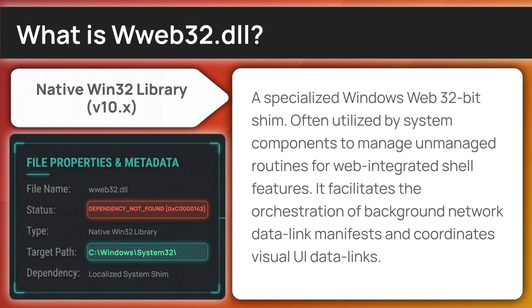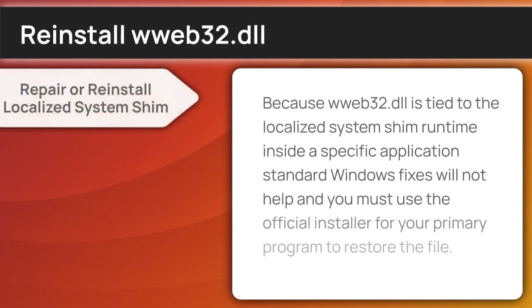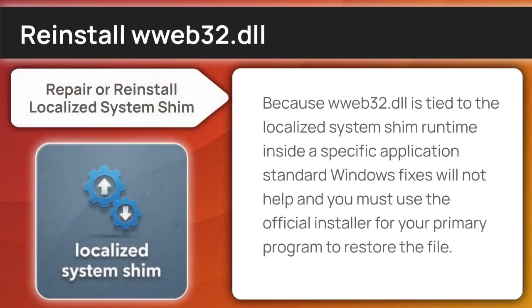Since we've identified what's missing, let's try the official recovery method. Because wweb32 DLL is tied to the localized system shim runtime inside a specific application standard, Windows fixes will not help, and you must use the official installer for your primary program to restore the file.